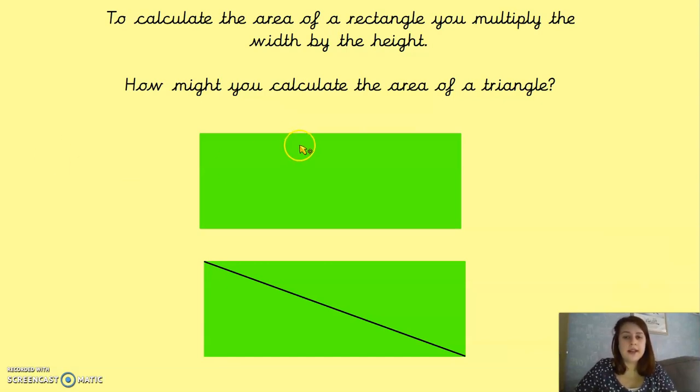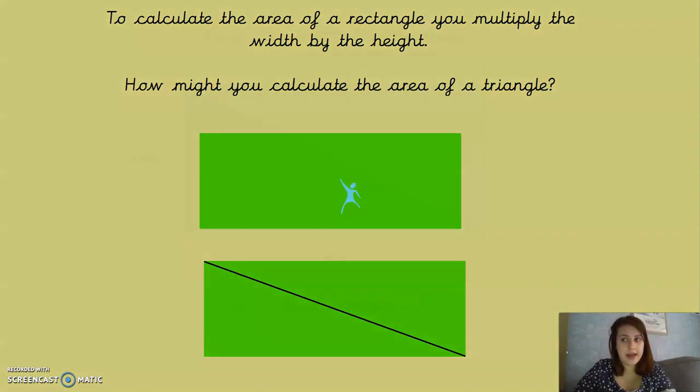To help you try and work this out, I've got 2 pictures of rectangles. One of them I've split in half so that it is in fact 2 right angled triangles inside the rectangle. So using that knowledge, and knowing that to work out the whole area of the rectangle you times the length by the width, the height by the width, how might you work out the area of one of these triangles? I want you to pause the video and have a go if you think you'd be able to work it out. Okay, I'm going to tell you now.